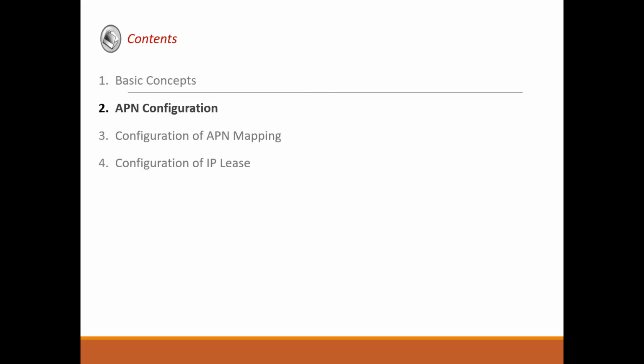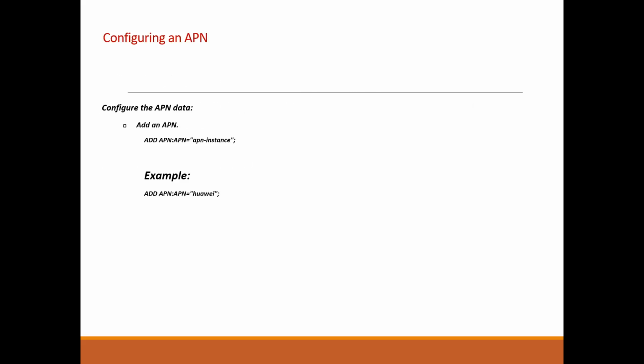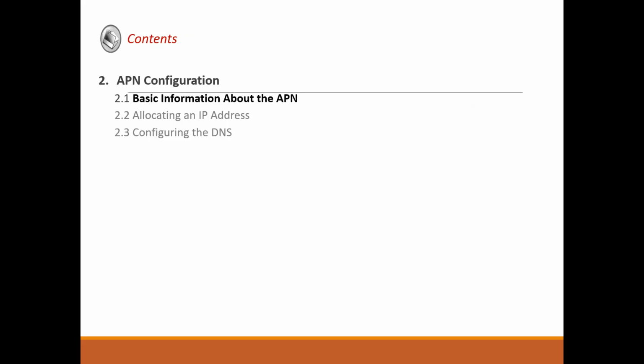Okay, so next we look into the APN configuration, the basic information about the APN. Before defining an APN, you must know what APN you need to set. The network-configured APNs are usually the same APNs over time, so a change is not required. APN configuration is usually required when you need to define a corporate APN.